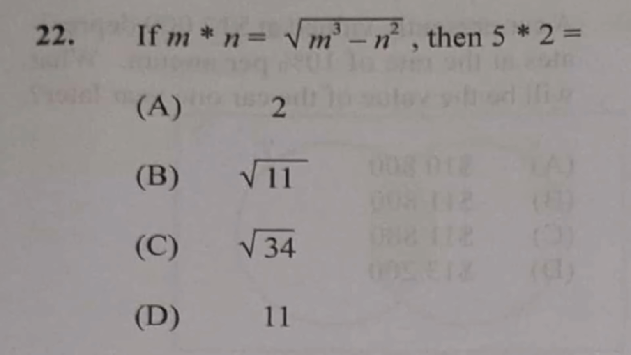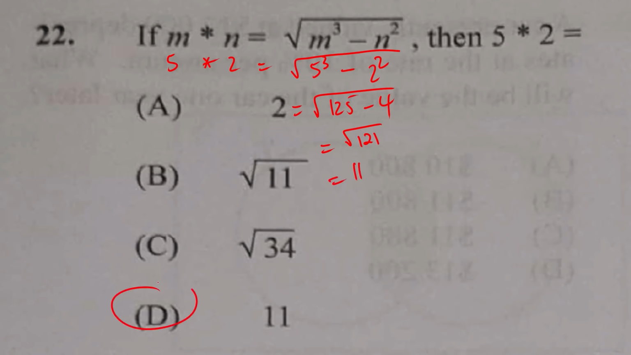If m star n is equal to the square root of m cube minus n square, then 5 star 2 is what? So by comparison, we know that our m is 5 and our n is 2. The square root now, so we have 5 cube minus 2 square. And 5 cube is 125 minus 4. And that's going to give us a square root of 121. And from our timetable, 11 times 11 gives us 121, therefore the square root of 121 is going to be 11. So our answer is going to be D.